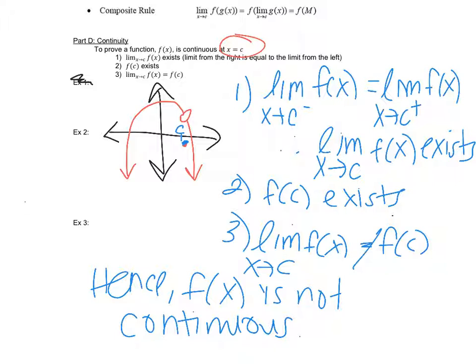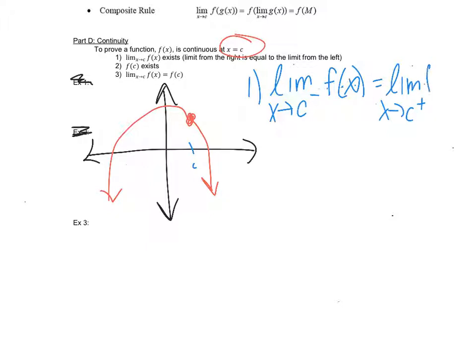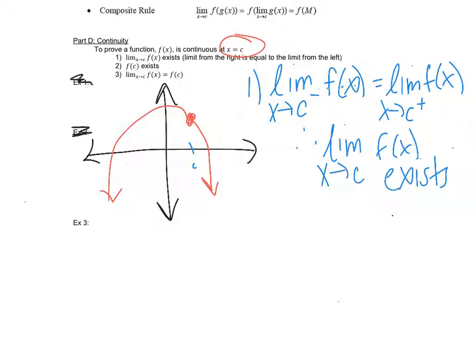All right, last example. What do you think this one's going to be? So this is example 3. I'm going to prove that this one is continuous. So first and foremost, step 1, I have to prove that the limit exists. So does the limit from the left equal the limit from the right? The limit as x approaches c from the left of f of x is equal to the limit as x approaches c from the right of f of x. Therefore, the limit as x approaches c of f of x exists. Right? All right, step 1 done.